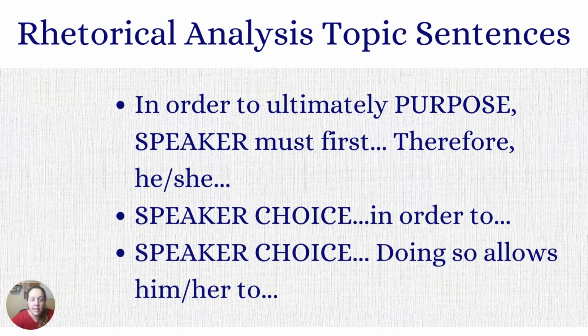Now you could do something really simple: speaker, and then tell the choice, in order to. And then you could also separate it out like speaker, and then make a claim about the choice and say doing so allows him or her to. So those are pretty simple ones, but they do work.